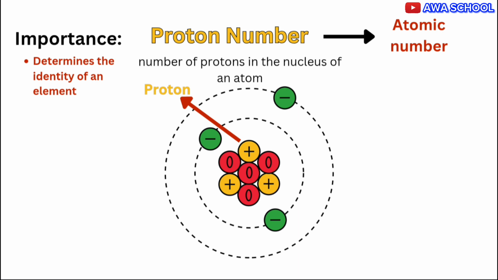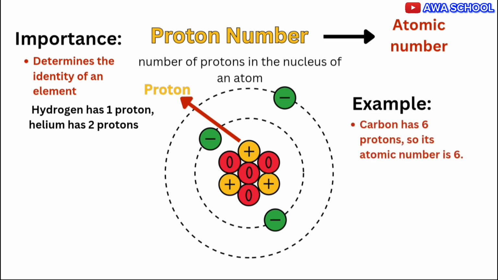Example: hydrogen has one proton. Helium has two protons. Remember we said proton number is the same as what now? Atomic number. You remember that, right? Therefore, carbon has 6 protons and its atomic number is 6. Do you get that? Oxygen has 8 protons, so its atomic number will be what? 8, right? Next is neutron.